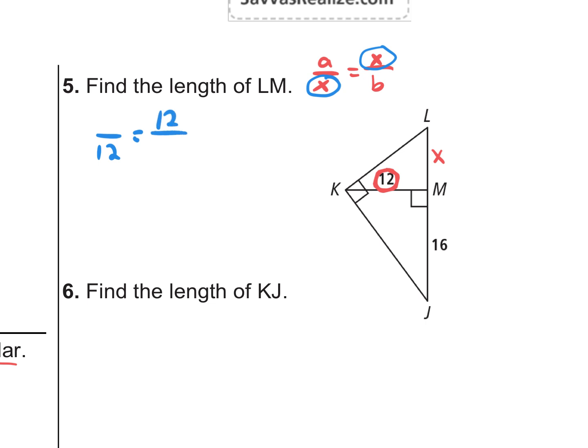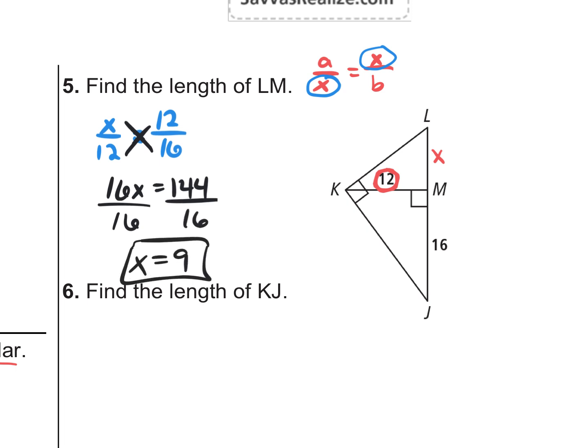Then what do I pick for a and b in my formula? It's what's left. In this small triangle, 12 relates to x, and in this triangle over here, 12 relates to 16. So now I cross multiply. I get 16x equals 144, so x equals 9.